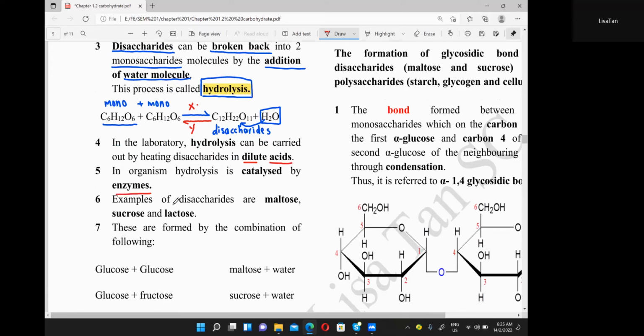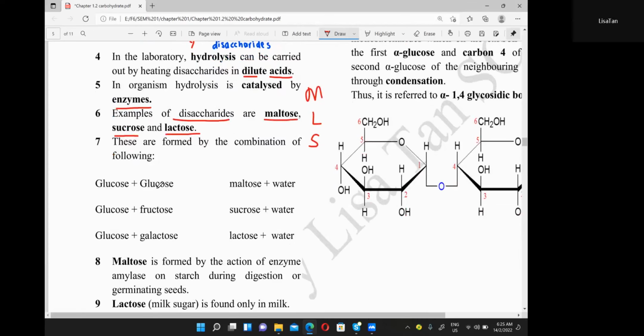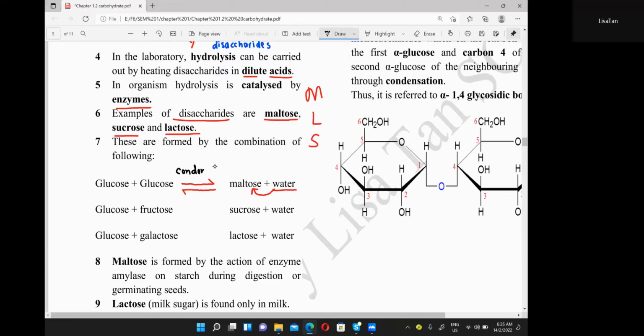Okay, so examples of disaccharides are maltose, lactose, and sucrose. Remember MLS: M stands for maltose, L stands for lactose, and S stands for sucrose. Okay, so how to form maltose? Glucose joins with glucose by condensation to form maltose with the removal of one water molecule. So this is the word equation that you need to know how to write down. And water is added to the maltose and breaks down the maltose into two units of glucose, and this is known as hydrolysis. So on the top of the arrow, you write down condensation, and at the bottom of the arrow, you write down hydrolysis.